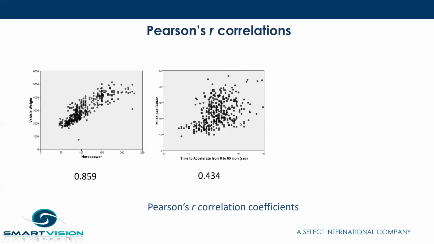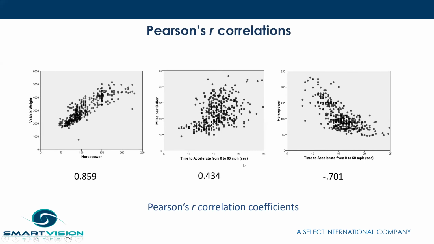A weaker positive correlation is less linear in shape. You can see it doesn't regress to a straight line as much. It looks a bit more like it is roughly going up. You can imagine an average line going through this. And this is looking at time to accelerate from 0 to 60 and miles per gallon. It's basically saying if it takes a longer time to accelerate from 0 to 60, then the car tends to be more fuel efficient. But this relationship is weaker. It's nearly half of 0.859, 0.434.